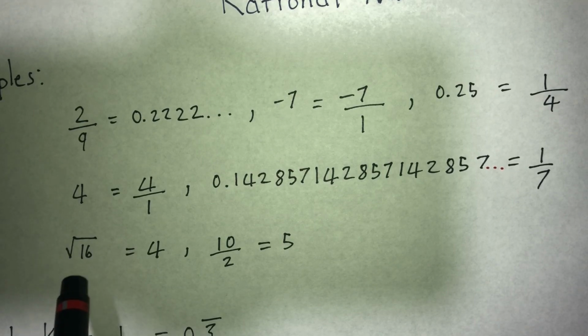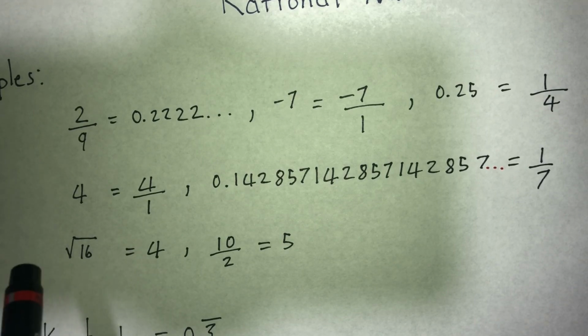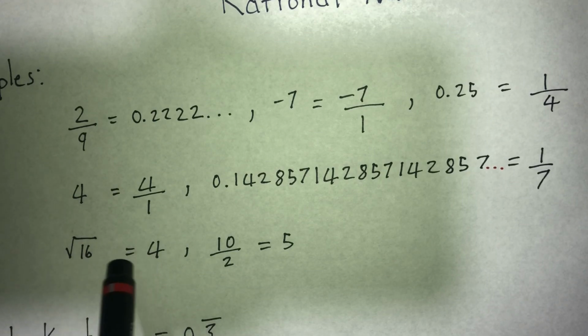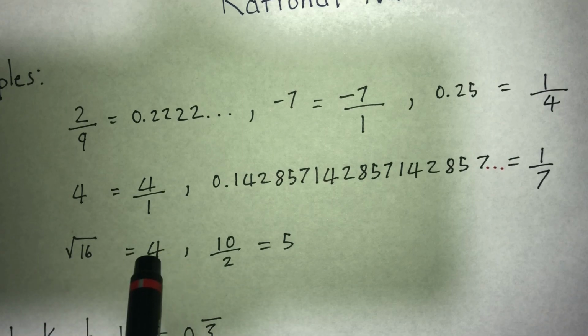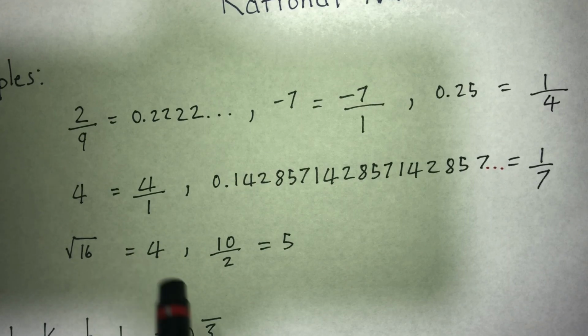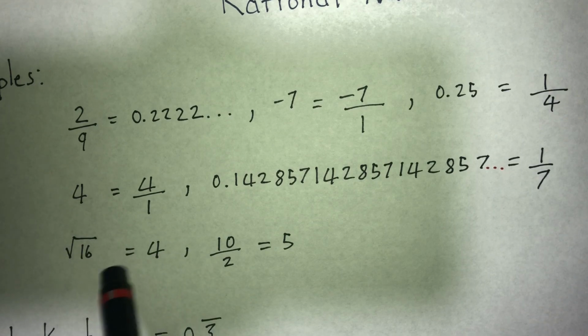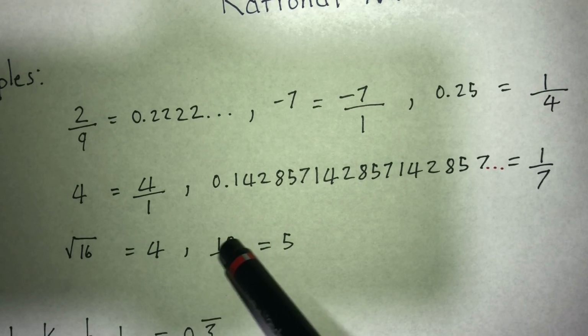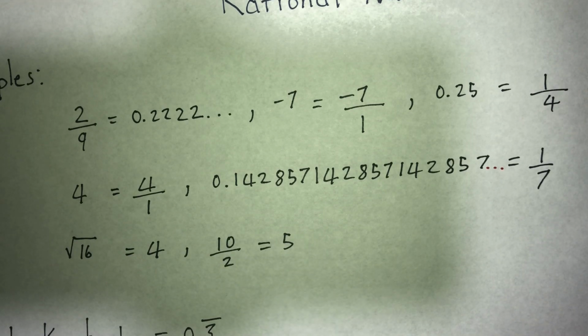The square root of 16, which is 4. So as you can see, this is also a rational number, because the 4 can be written as 4 over 2, 4 over 1, etc. 10 over 2 equals 5. These are all rational numbers. So as you can see, it can be written in the form P over Q. Good.